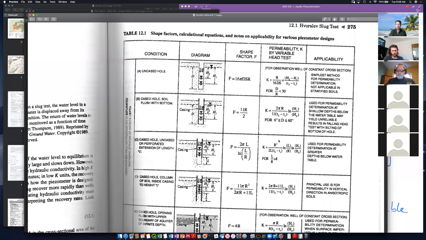All right, so the first one, A, is for an uncased hole. So that's like we just drove PVC or just drove a hole into our sediment. All right. A fully screened well is exactly the same as a fully uncased hole.